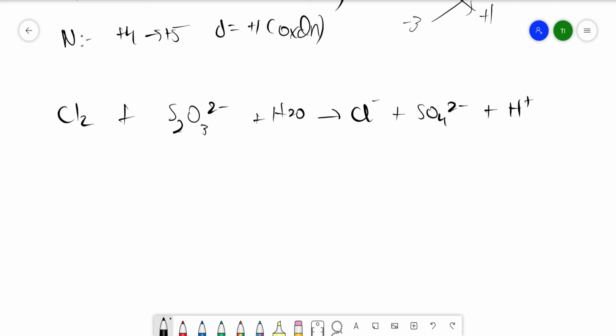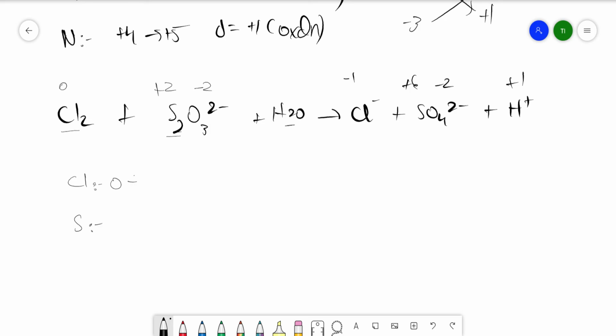So first off, we find out the oxidation numbers. Cl2 is 0 here. S would be +2, and this would be -2, right? And H2O, well, we just leave it as it is because it's not really that relevant. Cl becomes Cl-, -1. This is -2, right? So it'll be +6, and this will be +1, right? So the two things that actually undergo changes in this reaction are chlorine and sulfur. So we write down Cl and sulfur, right?